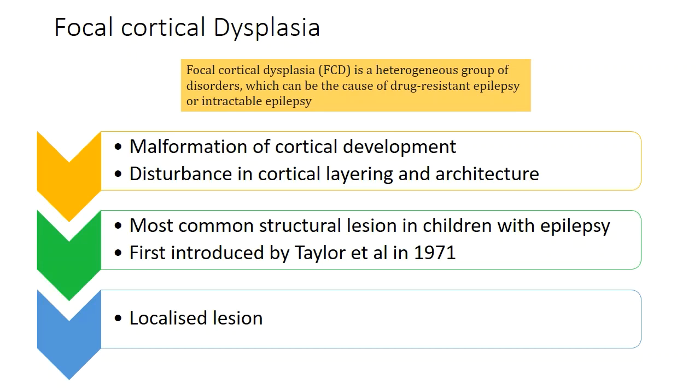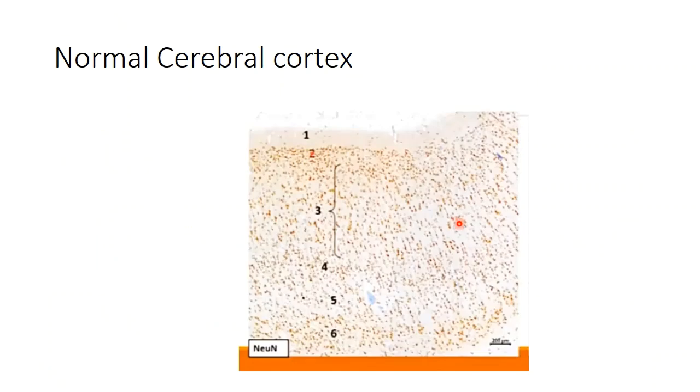So what is focal cortical dysplasia? Let's see. Now this is the normal cerebral cortex and these are the neurons, as you can make out, which have been highlighted by the NeuN immunohistochemistry. This is the characteristic hexagonal arrangement of the cerebral cortex.